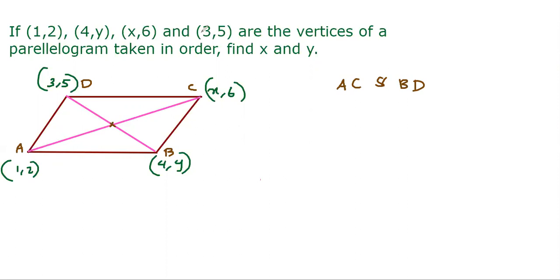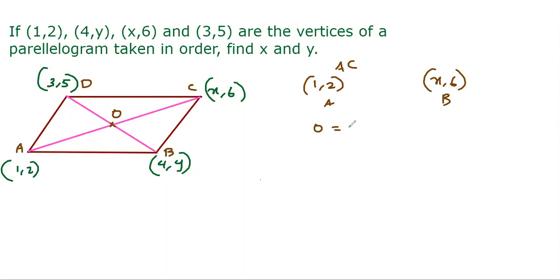That is the method through which we are solving this problem. So first of all, you just take AC. Now the coordinates of A is (1, 2). Now the coordinates of C is (x, 6). And you can find this point, let it be O, using the midpoint theorem. So O, let it be (x, y), will be equal to ((1 + x)/2, (2 + 6)/2), that is 8/2. This is the formula for O from diagonal AC.